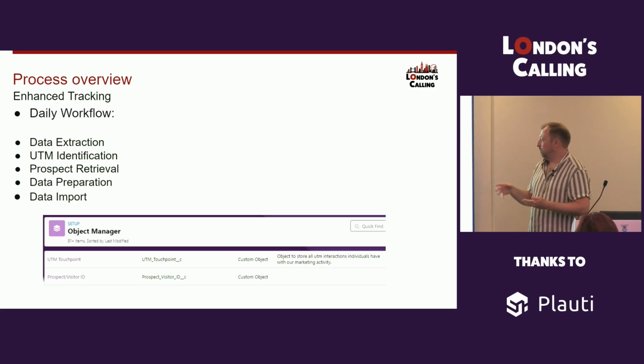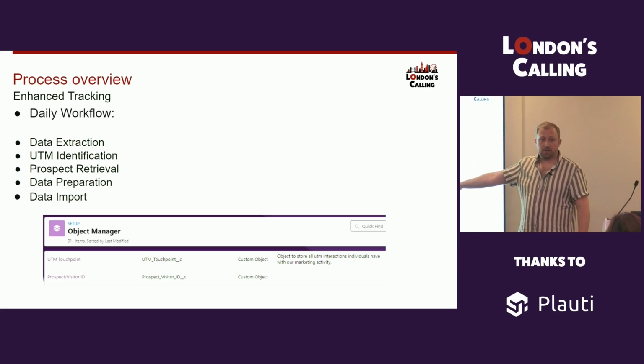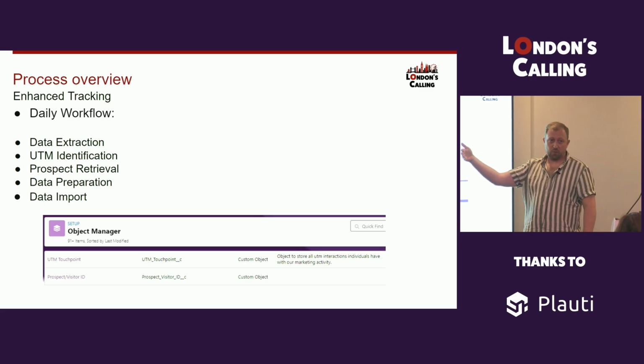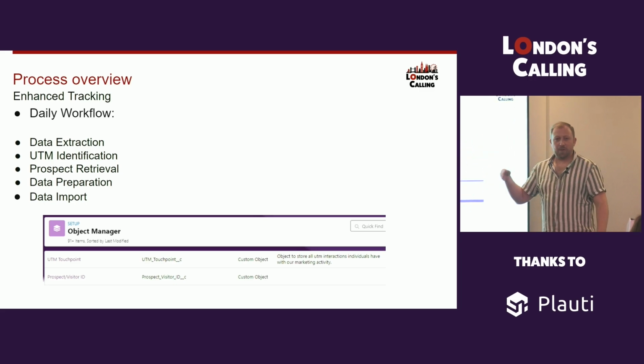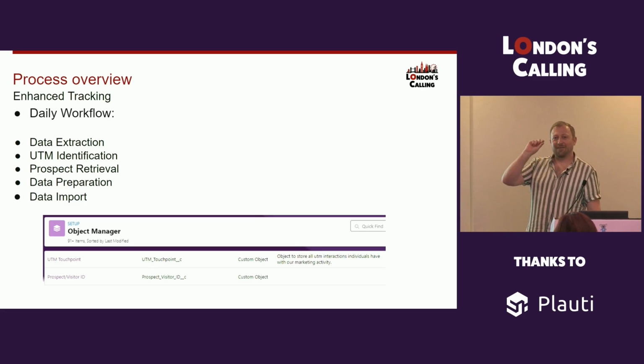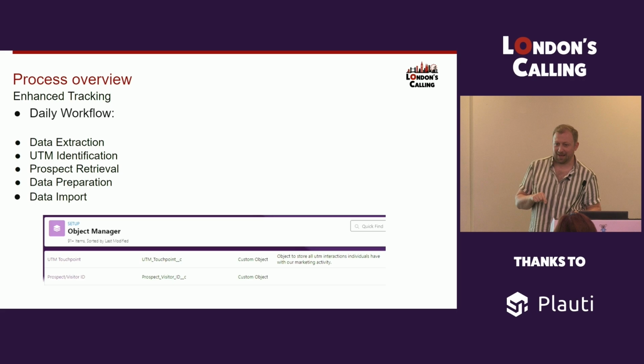We do that import into 2 custom objects. A UTM touchpoint, which captures all of those touchpoints I've mentioned, and a prospect/visitor ID object. And that is going to hold all of that visitor ID, which will come in useful again because it will connect all the dots back up together so we can get everything.